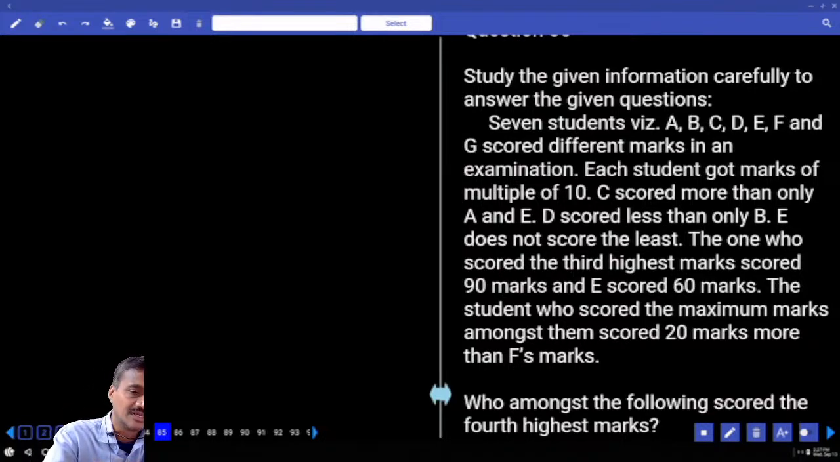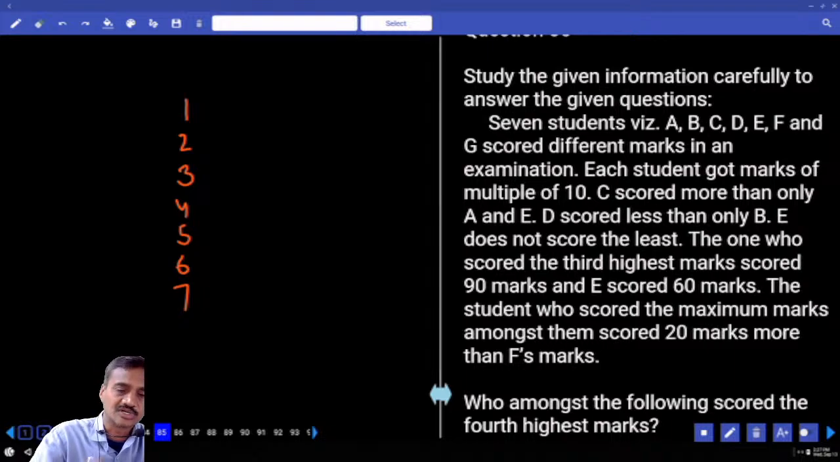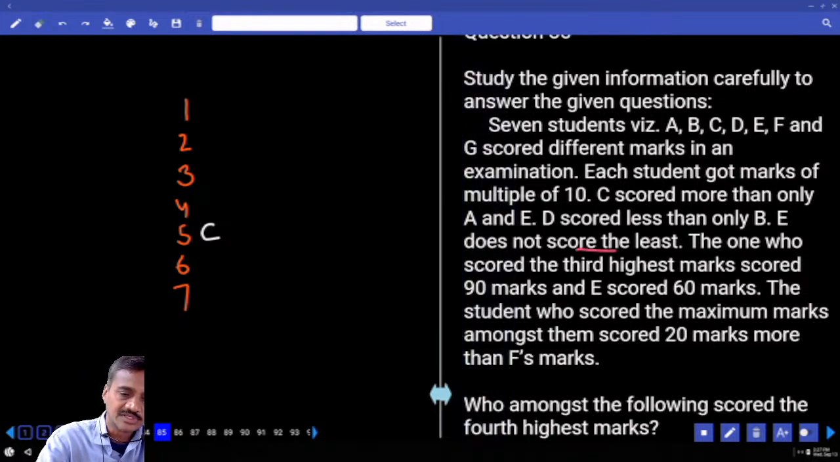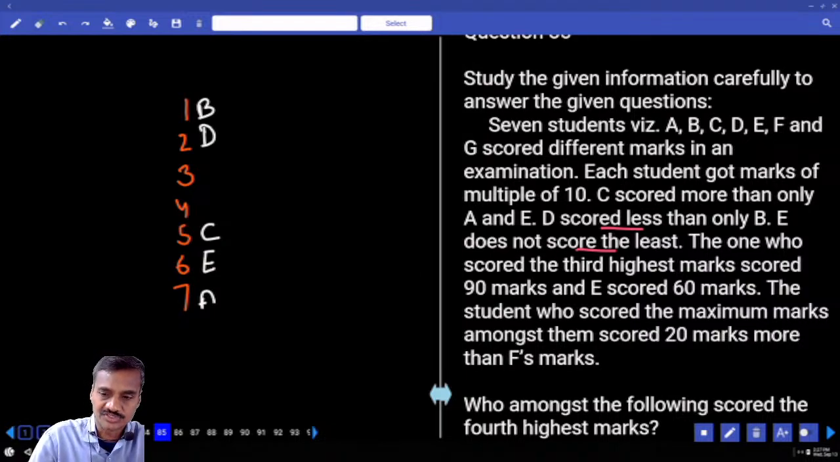Now how many persons are there? 7 persons were there, and they have got different marks in an examination. 1, 2, 3, 4, 5, 6, 7, and each student has got multiples of 10, and C scored more than only A and E. Now C has scored more than A and E. E does not score the lowest, hence E is here, A is at this place. Then D scored lesser than only B, and D has scored lesser than only one person, that is B. The one who scored the third highest scored 90 marks. Now third highest, this person has scored 90 marks, and E scored 60 marks.